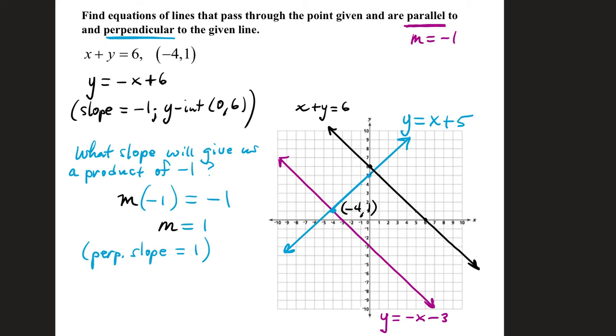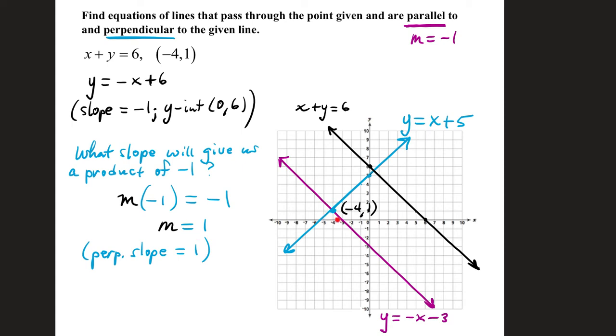Now, in order to be perpendicular, we need a slope that, when multiplied by negative 1, gives us negative 1 as the answer. Because remember, for perpendicular, when you multiply the lines' slopes, the product has to be negative 1. So what slope times negative 1 gives you negative 1? Positive 1. So that's the perpendicular slope we're after.